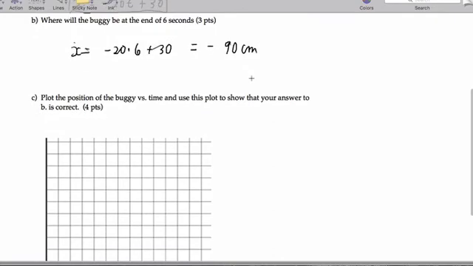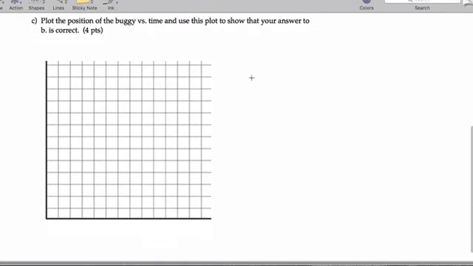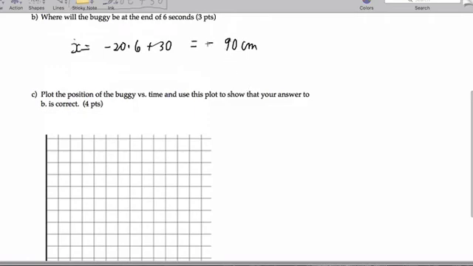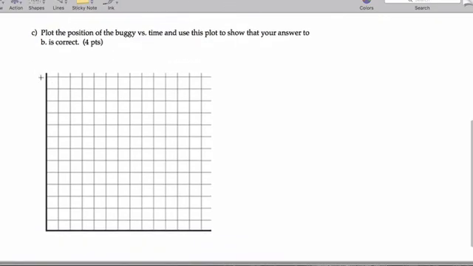Now it says plot the position of the buggy versus time and use this plot to show that your answer to B is correct. So it looks like you need to end up considerably behind the origin or the 0 mark on the ruler. So I'll start all the way up here at 30. This will be 10. I'm just counting down by 20. Negative 10, negative 30, negative 50, negative 70, and negative 90 right here.